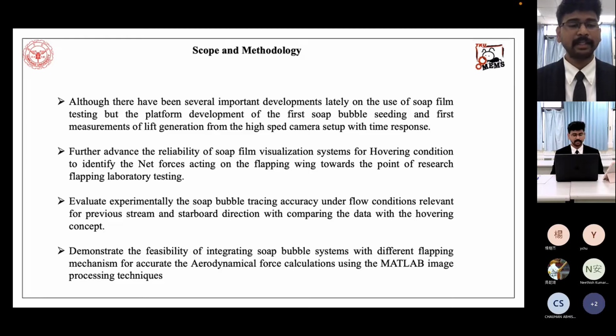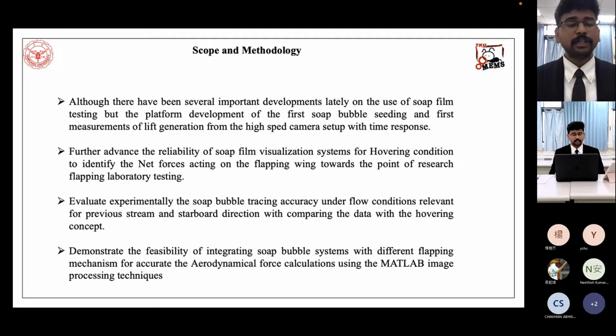Evaluating experimentally the soap bubble tracking accuracy under the flow condition, the relevant previous streams and the starboard directions, comparing the data with the hovering concepts. So we are demonstrating the feasibility of integrating the soap bubble system with the different flapping mechanisms for accurate aerodynamic force calculation using the Matlab image processing technique.